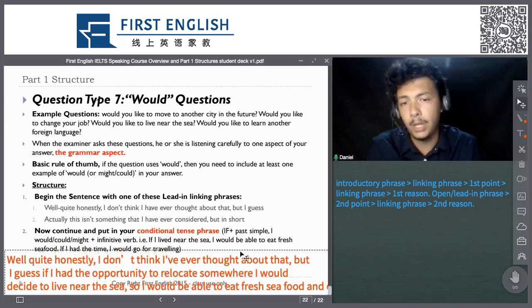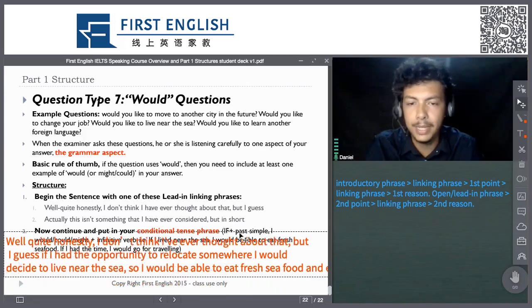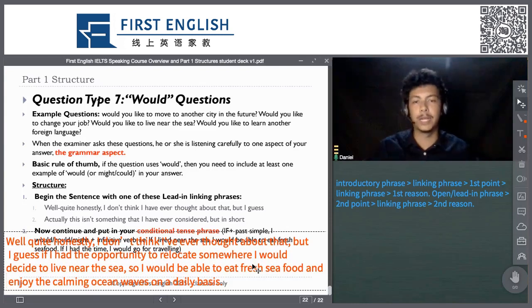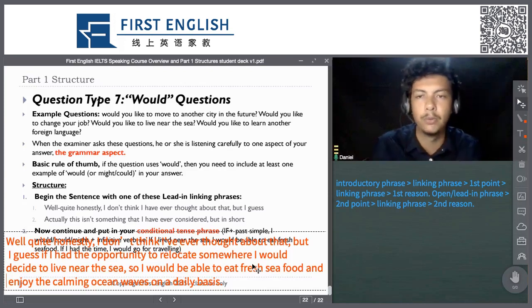Well, quite honestly, I don't think I've ever thought about that, but I guess if I had the opportunity to relocate somewhere, I would decide to live near the sea, so I would be able to eat fresh seafood and enjoy the calming ocean waves on a daily basis. So again, this is one of the simpler types of questions, but in asking this type of question, the examiner is really focusing on the grammar, functionality, and use that's used functionally in the response. So make sure to include that appropriately, be accurate, obviously, and provide that range where necessary and where appropriate.